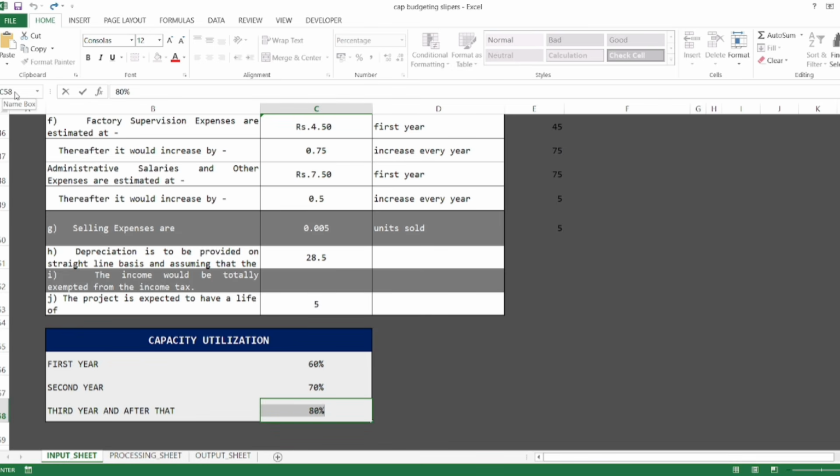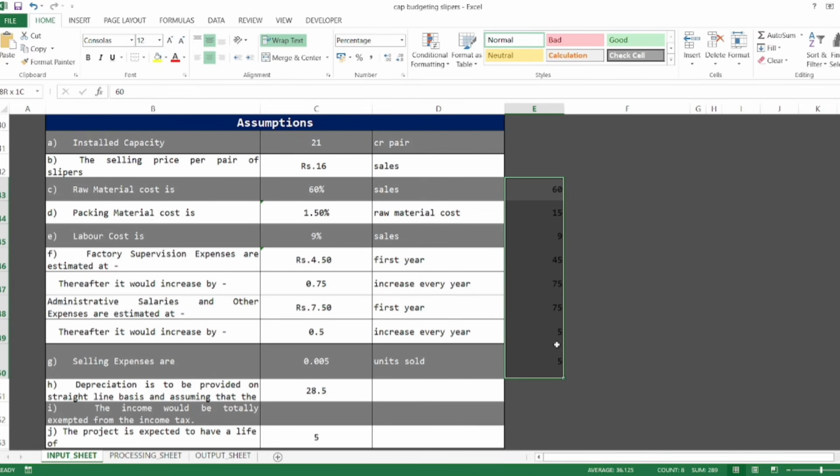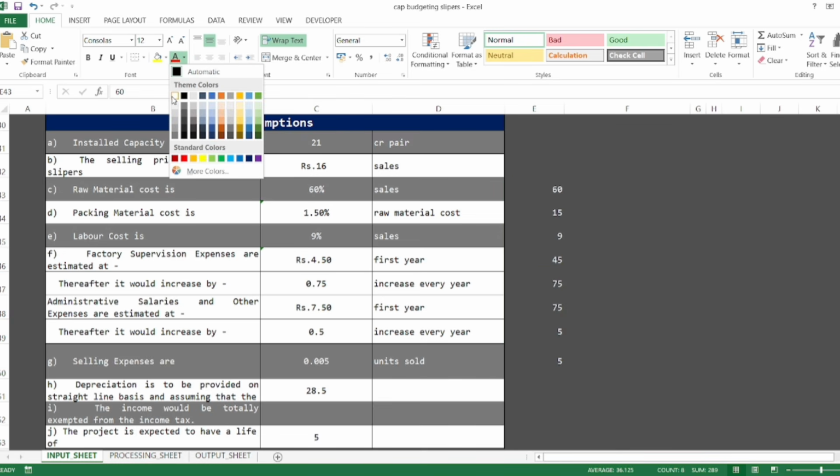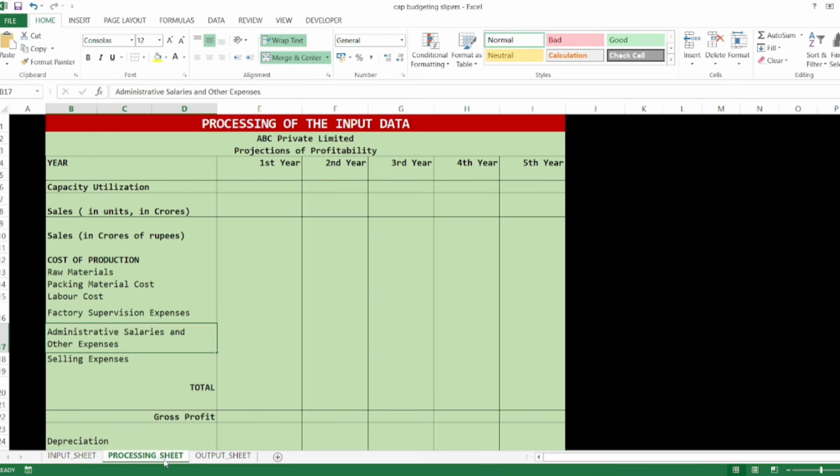Now this is the input sheet where we have taken all the data that has been provided to us in the question. Just a quick change, I'll be changing this color to white. Now we'll move to the processing sheet.